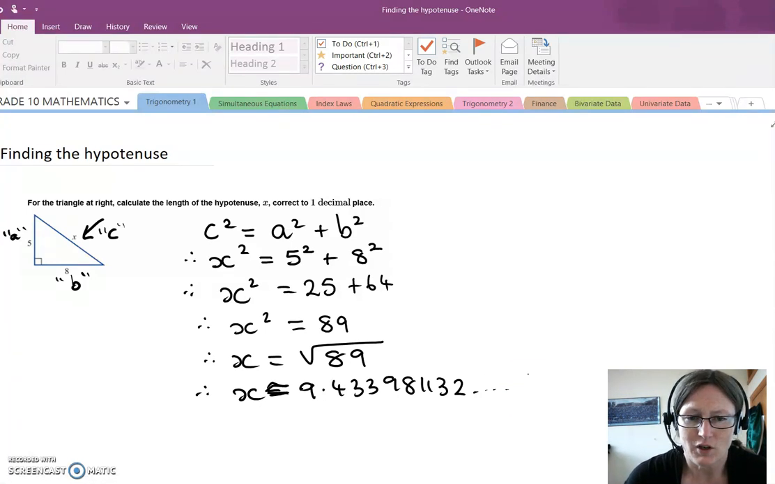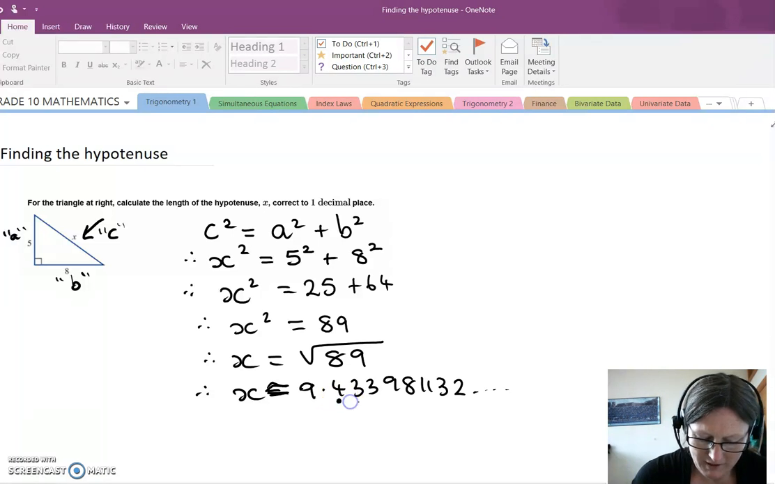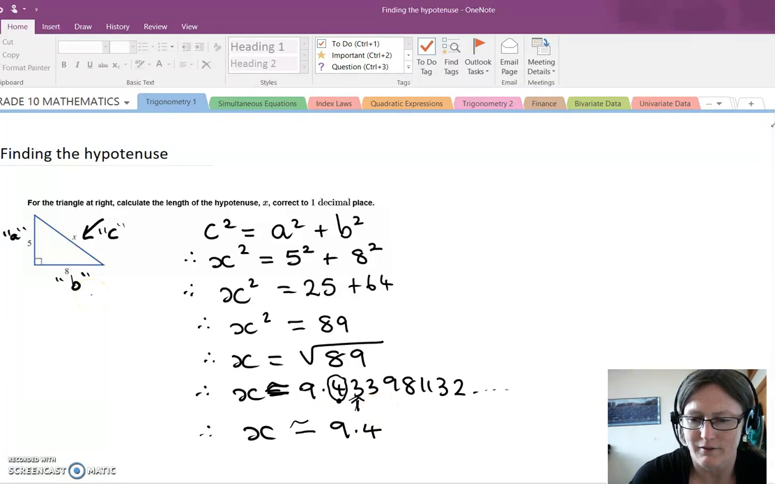This question says find x correct to one decimal place. So it wants it correct to one decimal place. So we look at the place after that, the second decimal place. If that is less than 5, then the 4 stays as a 4. So this number does not change if the number after is less than 5. So finding x is approximately equal to 9.4. We can't put any units in because up here it doesn't tell us if the 5 is centimetres, metres or millimetres. So we have got no units in the answer.